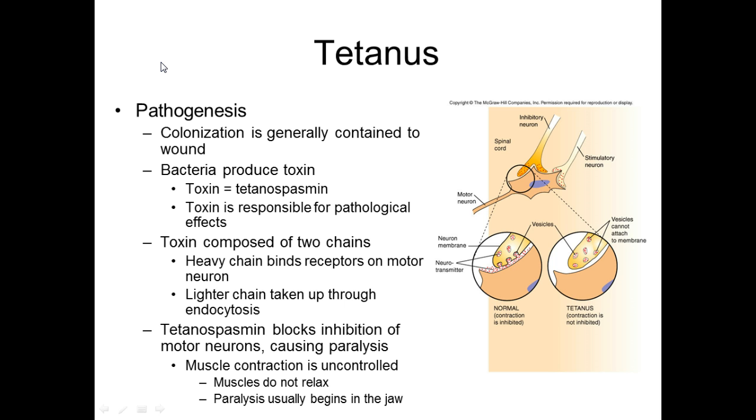So what's the bad news with this guy? Once it starts growing in your wound, it produces a toxin. This toxin is referred to as tetanospasmin, and this is responsible for the pathogenic effects. When it produces this toxin, it binds to receptors on our motor neurons. These are the neurons that tell our muscles what to do. And it blocks the inhibition of the motor neurons, causing paralysis.